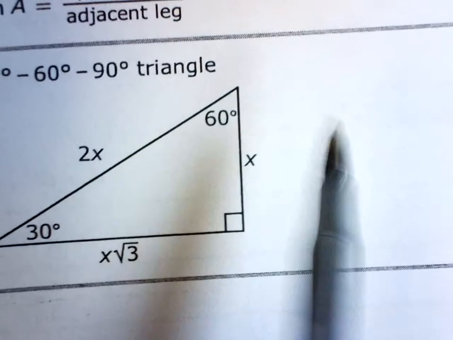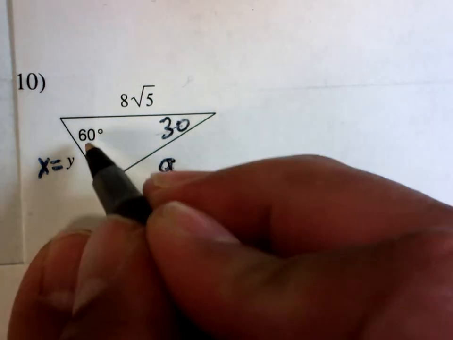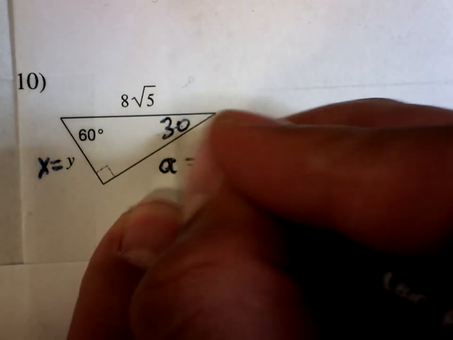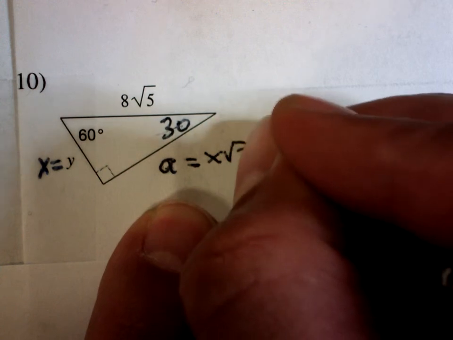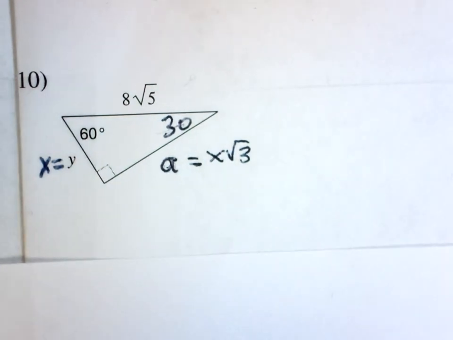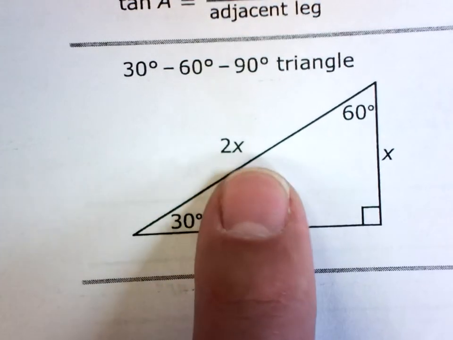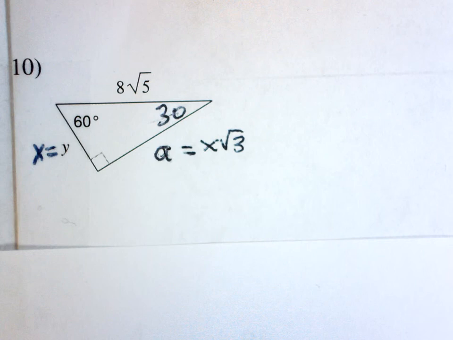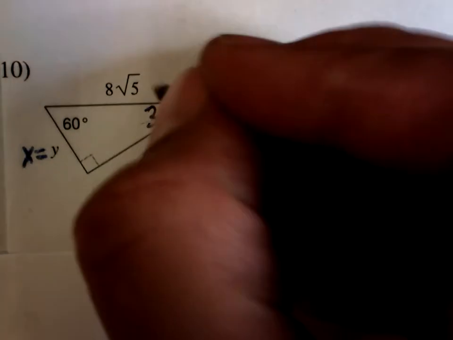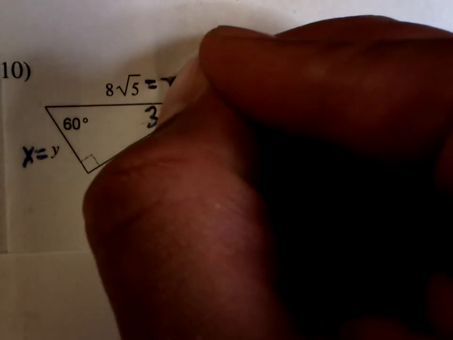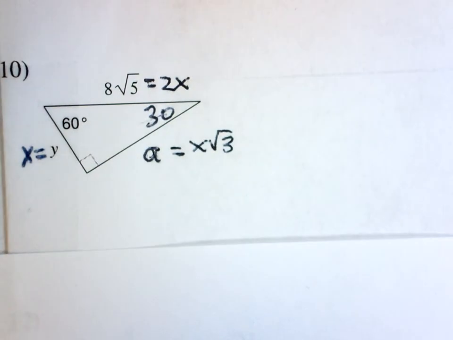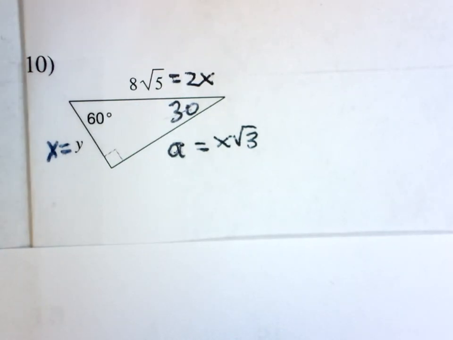Go back to my formula chart. The side opposite 60 degrees is x root 3. So there's 60 degrees, so the a must be equal to x root 3. And the hypotenuse, which is the side opposite from the right angle, is equal to 2x. So this one, the hypotenuse, again has to be equal to 2x. So there's my problem. All I've got to do is figure out what x is.